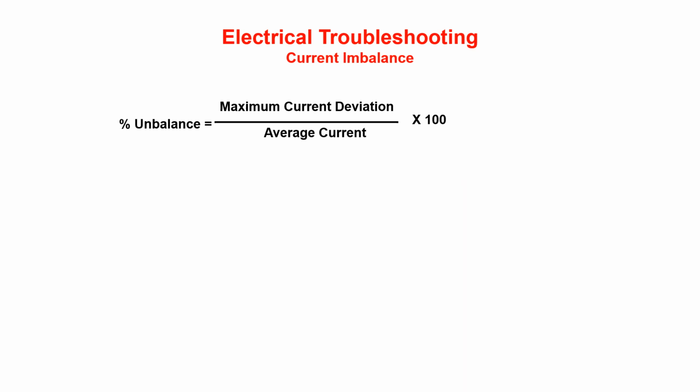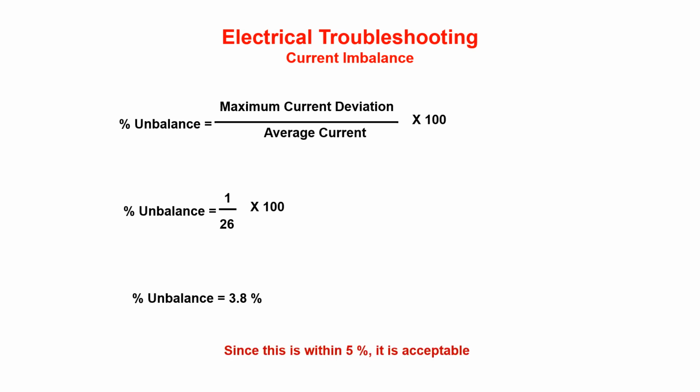We can now calculate the percentage of unbalance by filling in the values from the previous example. The maximum current deviation was 1, and the average current was 26. Filling those in and doing the math, we come up with an unbalance of 3.8%. Since this is within the 5%, it is an acceptable amount.